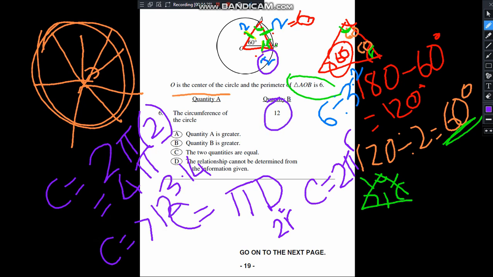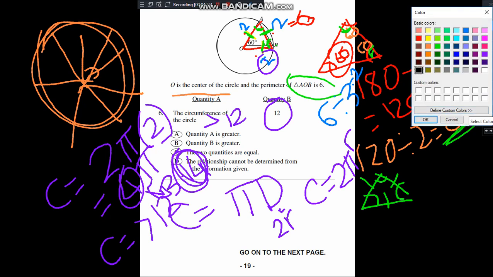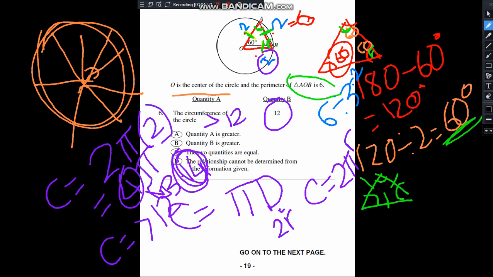Now compare this to whatever this answer is. We don't need to calculate it because we already know that 4 times 3 is equal to 12, and then we have the additional 0.14 times 4, so that makes it greater than 12. So therefore we can say the quantity A is greater. What color should I use? Quantity A is greater. Yay, we did it.